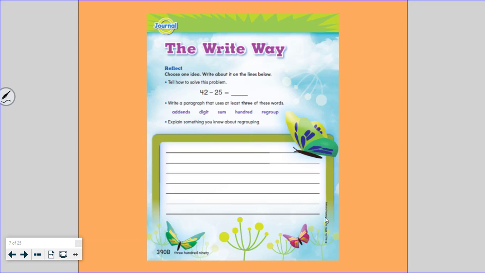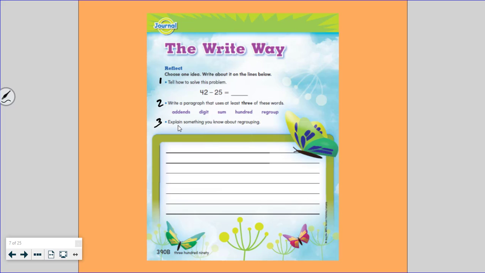Skip that page, and then this is the other page you're going to need to complete for your assignment today for your introduction. So it says choose one idea, write about it on the lines below. So there's 1, 2, or 3. You can choose 1, 2, or 3. So you can tell me how to solve this problem. 42 minus 25 equals blank. Right? You got to write about it down here. You could write a paragraph that uses at least 3 of these words. So the words you have to use 3 of these: add-ins, digit, sum, hundred, or regroup.